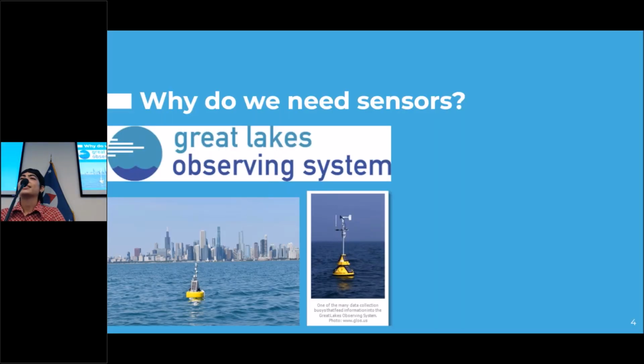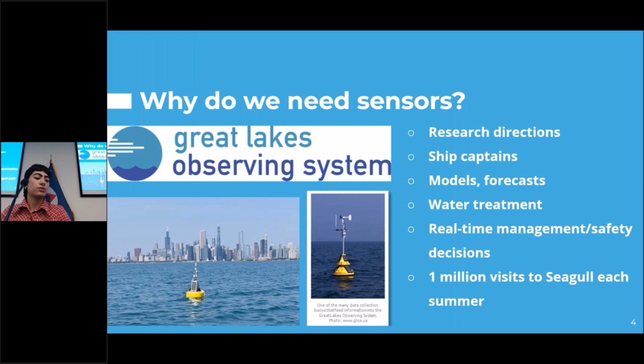So why do we need sensors? I want to talk about the Great Lakes Observing System, or GLOS. It's a nonprofit. It's a recognized data aggregator that is able to submit information to a federal data archive and receives funding from NOAA. It's a centralizing point across Great Lakes information. And so that information informs research directions, informs ship captains, models and forecasts, helps with water treatment, and helps make real-time management and safety decisions.